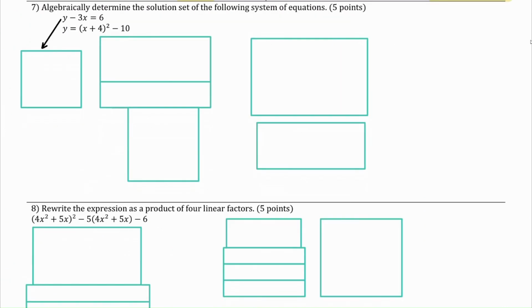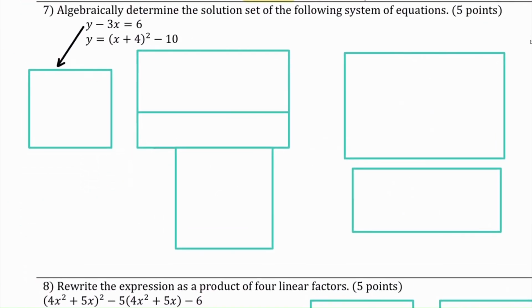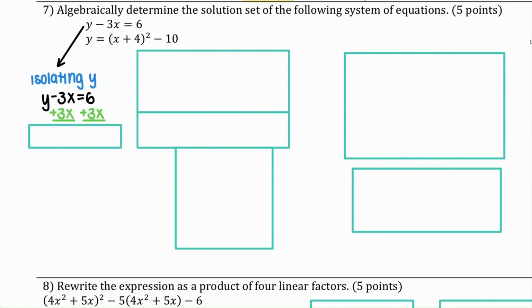Okay, let's look at number 7. Number 7 says, algebraically determine the solution set of the following system of equations. We don't have to start like this, because if we look carefully, the first equation has y already isolated. So if you wanted to, you could have totally taken this entire expression and substituted it into the first equation. Doesn't really matter. But I'm also going to do another method as well, which is to isolate y in the first equation. Isolating y in the first equation, we can add 3x on both sides, thus giving us y equals 3x plus 6. From here, we're going to substitute this expression into the equation that we didn't touch yet.